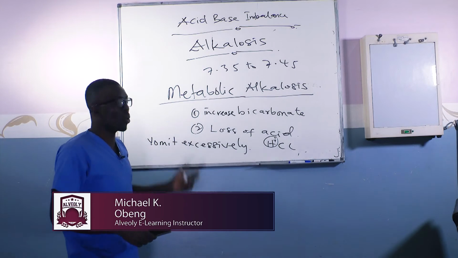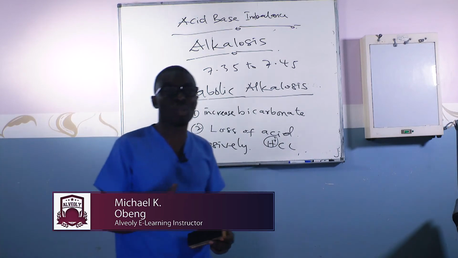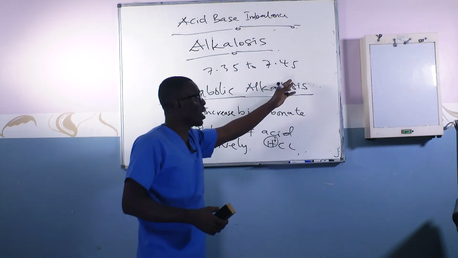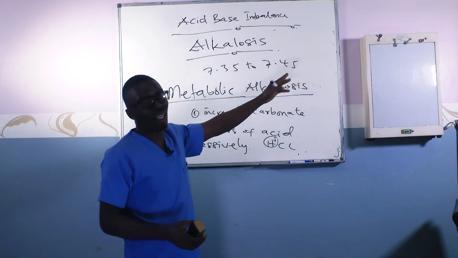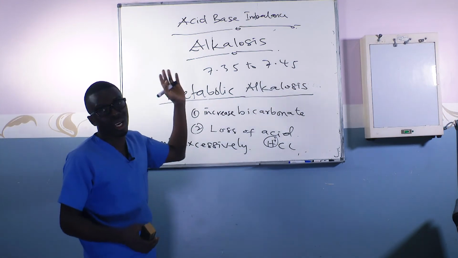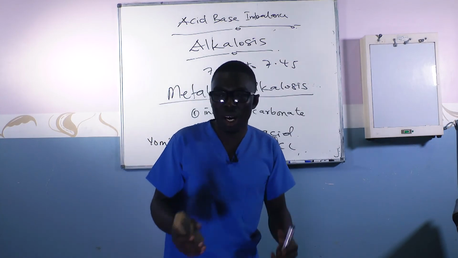Then we came to alkalosis, and under alkalosis, we are saying alkalosis occurs when the pH is more than what? 7.45. And under that, we talked about metabolic what? Alkalosis and respiratory what? Alkalosis.